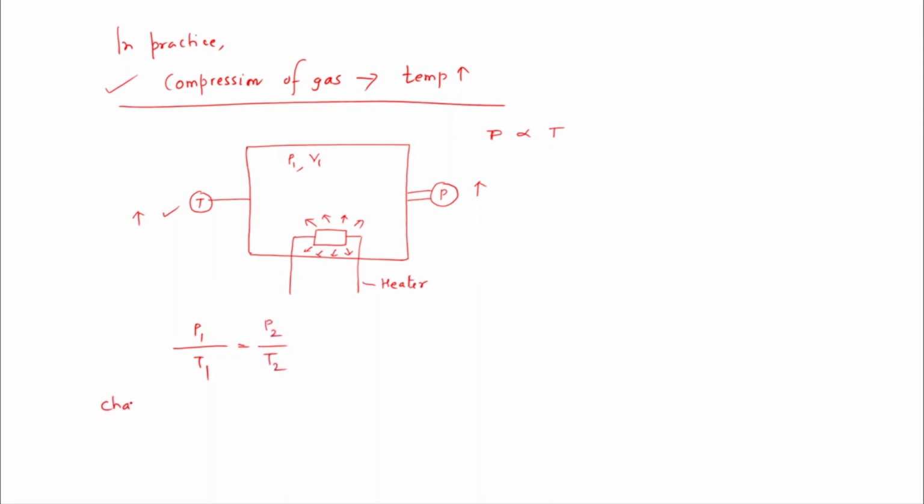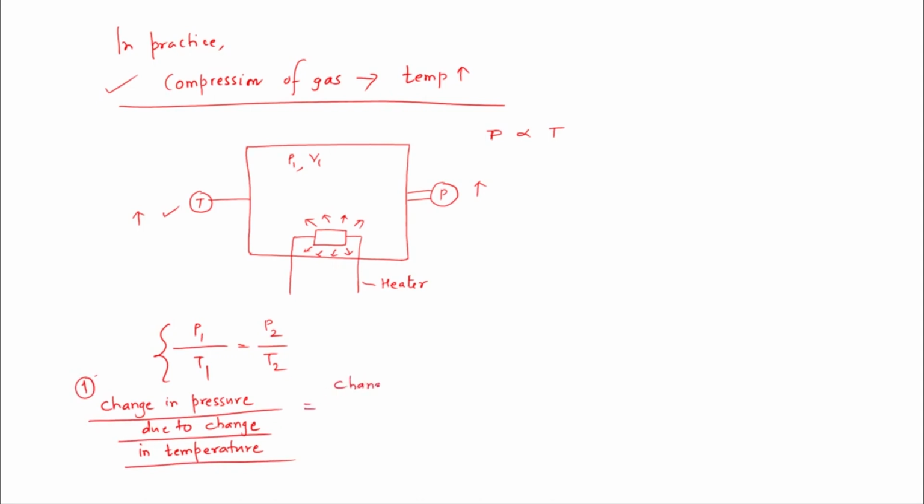So meaning here, the change in pressure due to change in temperature at condition number 1 will be equal to the change in pressure P2 due to change in temperature in condition number 2. So P1 is the initial condition and P2 is the final condition that we observe here.